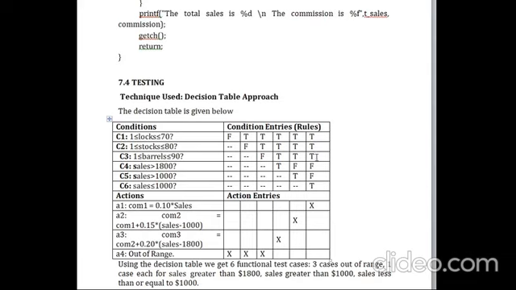C1, C2, C3 are to be true, but C4 is false, that is sales greater than 1800 is false, and C5 is also false, sales greater than 1000 is also false. That means the remaining condition is C6, that is sales less than or equal to 1000, is to be true. Less than or equal to 1000 means in the action entries we apply the commission for the total sales as 10%, that is 0.10. So this is the decision table for the commission program.